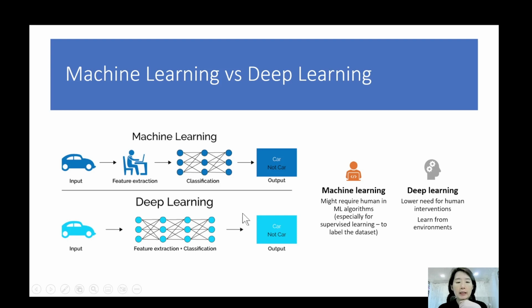Looking at the diagram again, machine learning and deep learning, with deep learning having more layers in the neural network. Machine learning might require human intervention in the machine learning algorithm, especially for supervised learning. We will need to label the data set. We will need to label the features, which one is input, which one is the output, which one is the predicted outcome. For deep learning, there is a lower need for human intervention, and the machine will learn from the environments, from the samples that you provide to them.